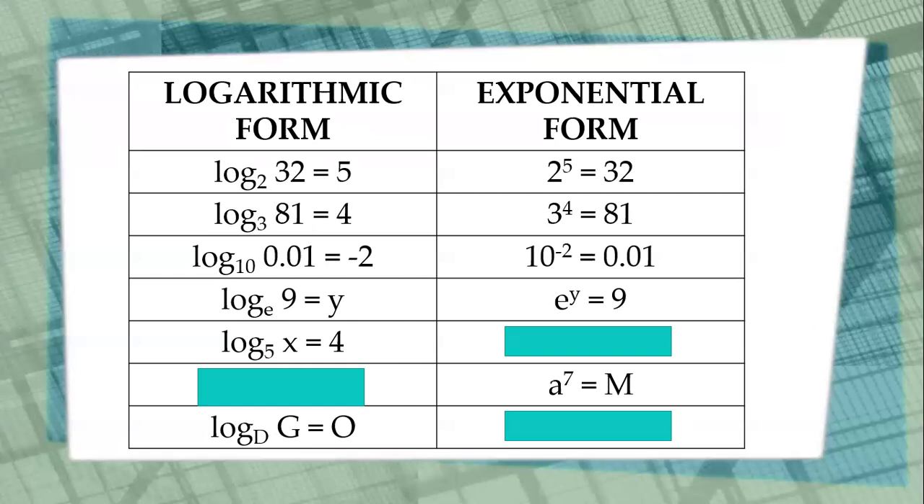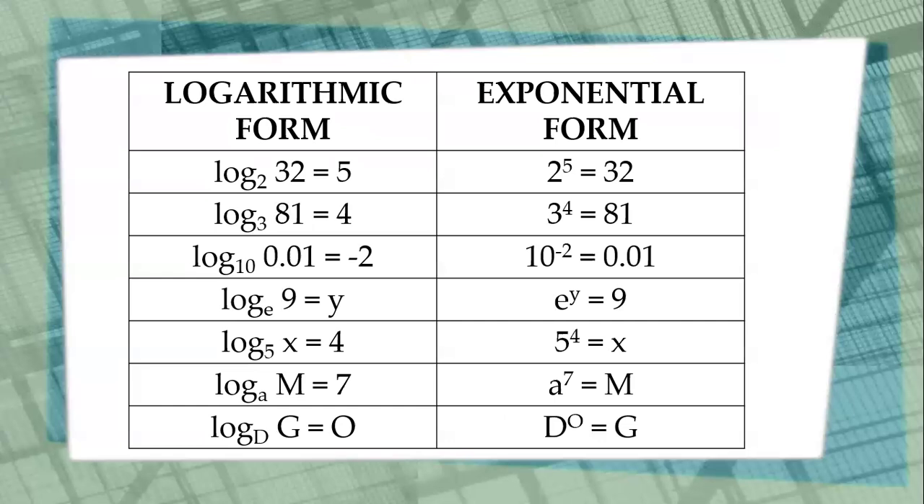Now let's proceed to the logarithm of x to the base 5 is equal to 4. This is very easy. The answer is 5 raised to 4 is equal to x. What about the next one? A raised to 7 is equal to capital M. Correct. It's the logarithm of M to the base a is 7. What about the logarithm of g to the base d is 0? The answer is d raised to 0 is equal to g.